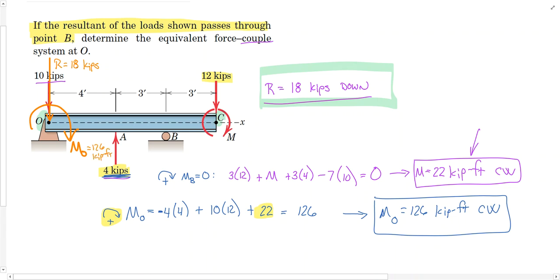And so the downward 18 kip force and the 126 kip foot moment would be equivalent to the 10 kip, 4 kip, 12 kip, and applied moment M on this beam. And that's it for this problem.